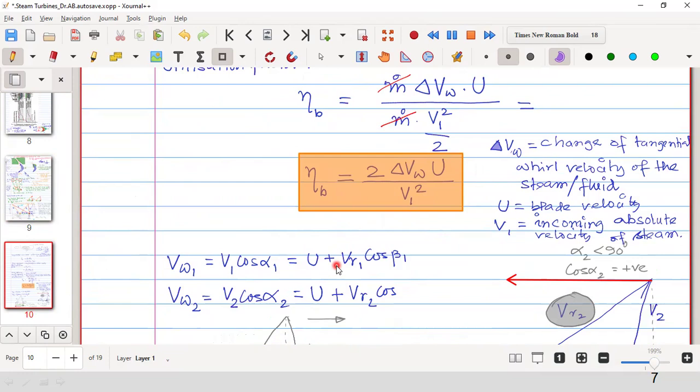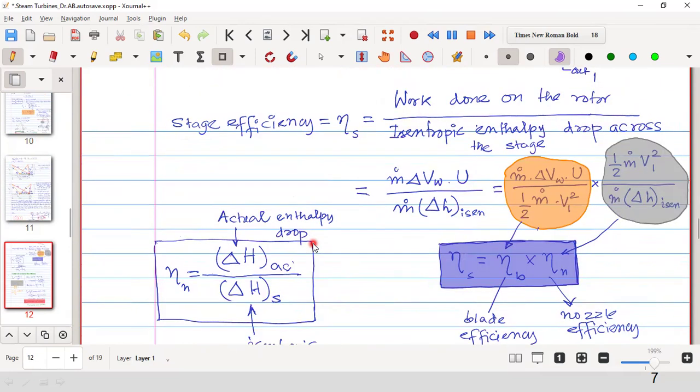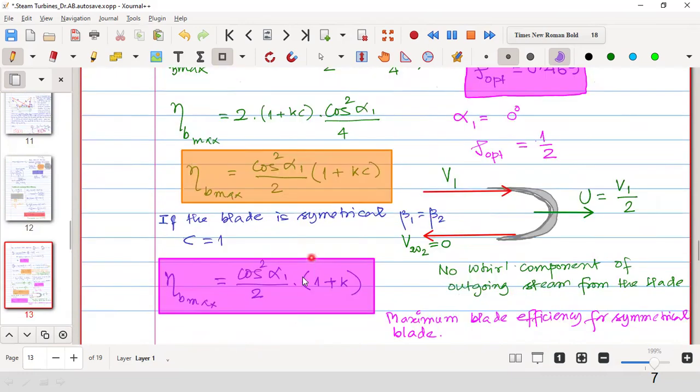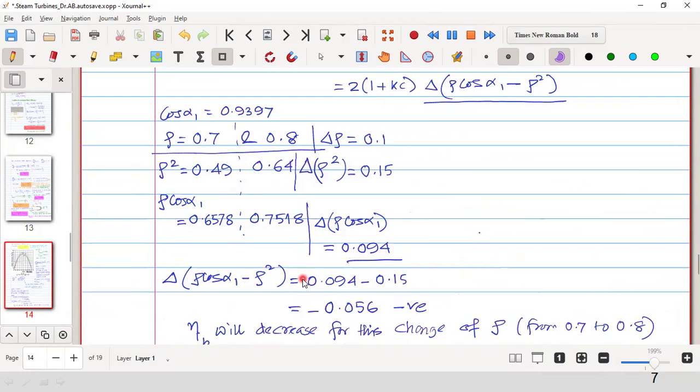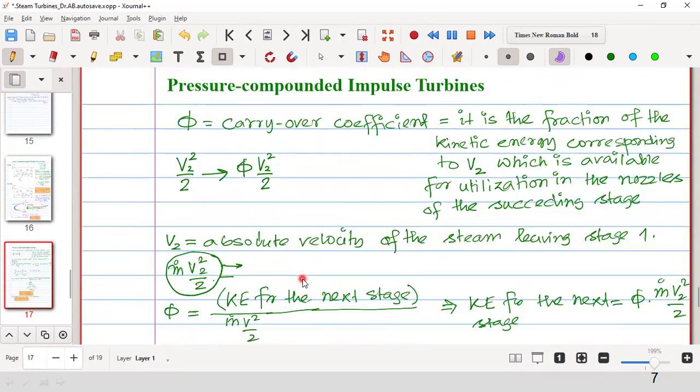In the wheel, how many rows of blades are there? Depending on that, it will be a single row wheel, double row wheel, or three row wheel. Next, I will discuss the problem, and we will try to identify each and every quantity and the related calculations.